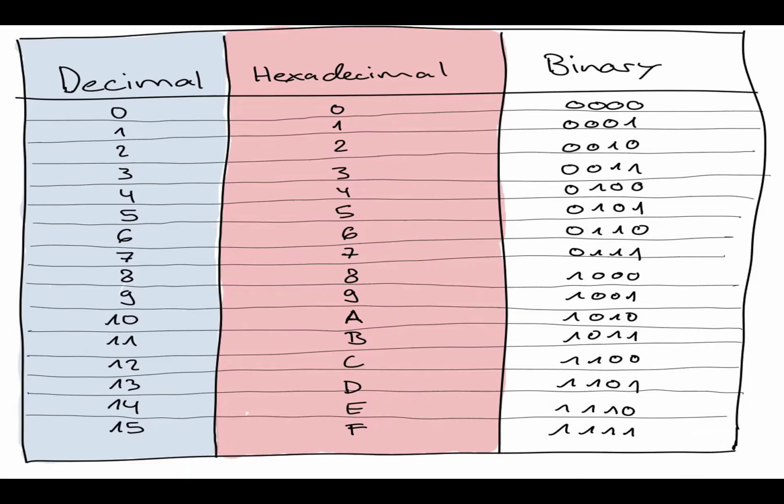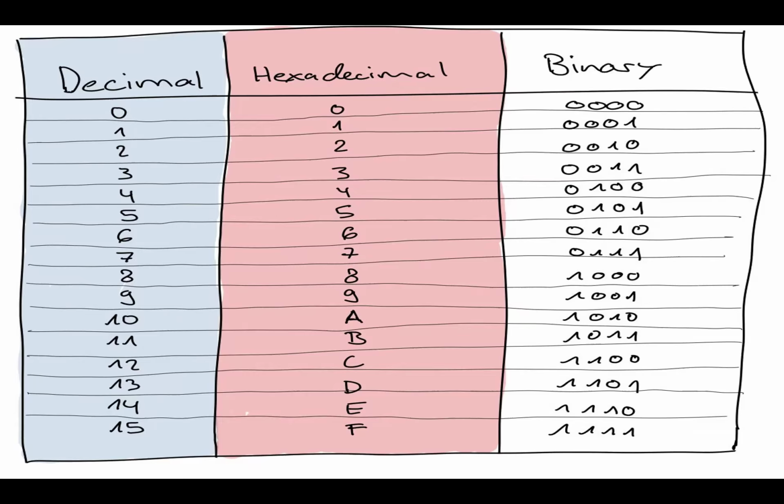Starting with the letters, 1010. 11 is B, 1011. 12 is C, 1100. 13 is D, 1101. 14 is E, 1110. 15 is F, 1111. So we have all the hexadecimal here from 0 to 9 and from A to F.